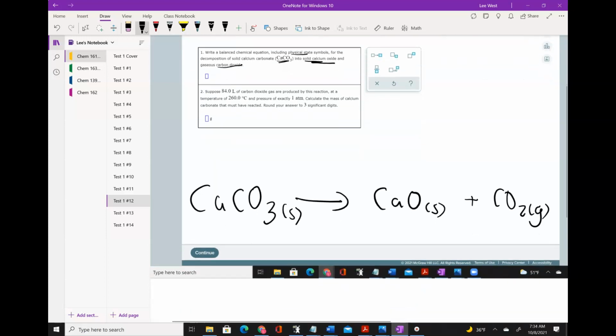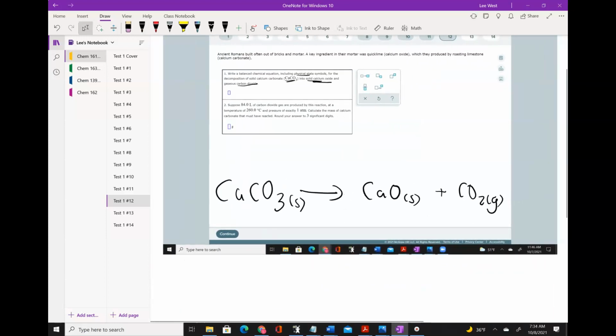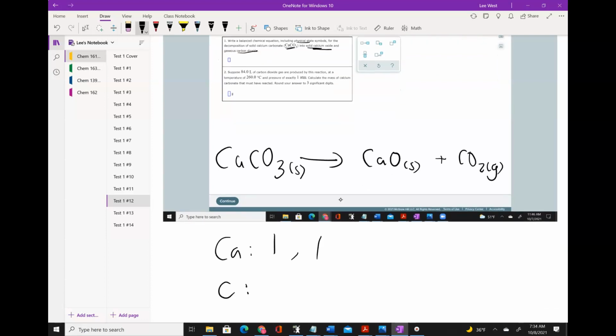Now we just got to make sure that everything balances, and it actually looks really good because we've got one calcium on the left and one calcium on the right. We've got one carbon on the left and one carbon on the right. And then for oxygens, we've got 3 on the left, and then we've got 1 + 2, 3 on the right. So everything is just 1-to-1-to-1. So that's cool. That makes it really easy.